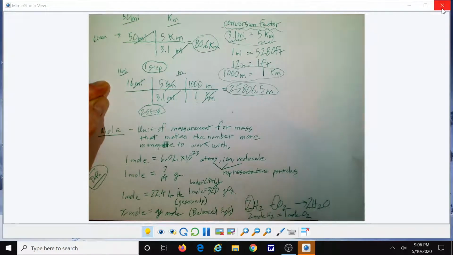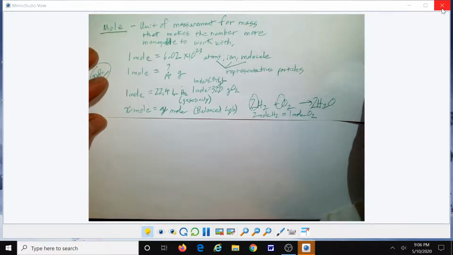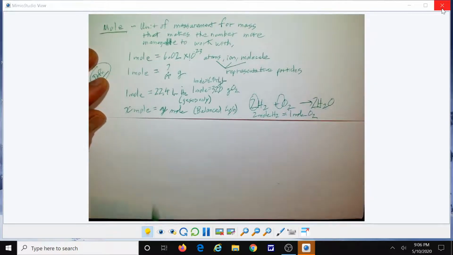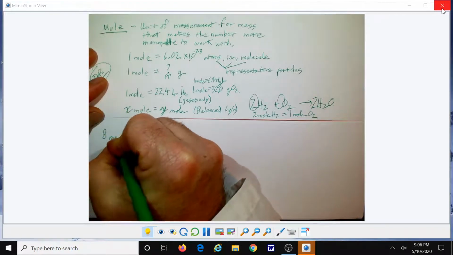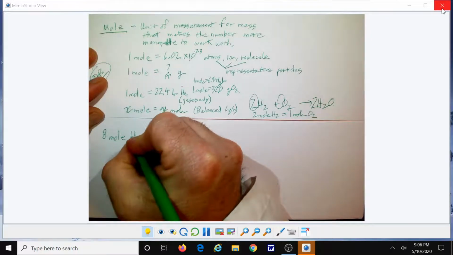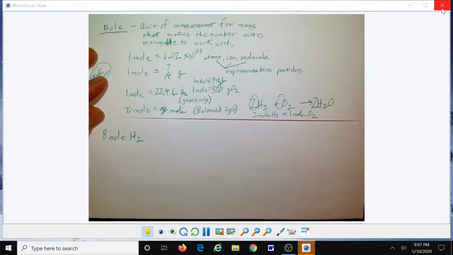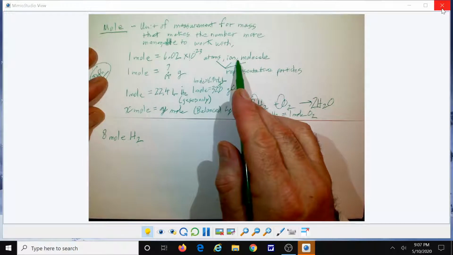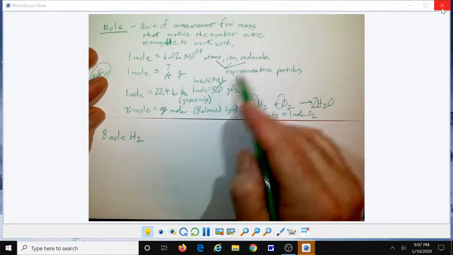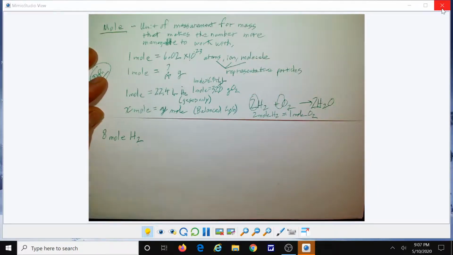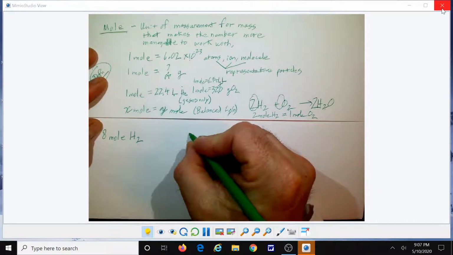So let's start with a real simple one. And I'm going to just move this up here so we have these. Let's say that we have 8 moles of hydrogen, H2. And we want to convert that into how many, now what is hydrogen? Is H2 an atom, an ion, or a molecule? Well, because there's 2 of them and they're bonded together, they are a molecule. So we're going to start with 8 moles of hydrogen. Let's turn that into molecules.